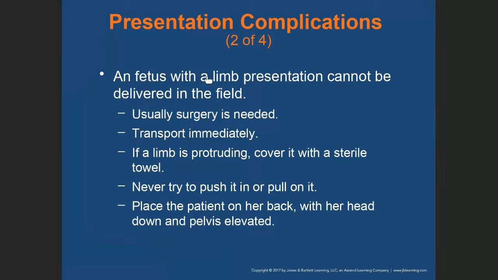A fetus with a limb presentation cannot be delivered in the field, so surgical interventions are necessary. Transport immediately. If a limb is protruding, cover it with a sterile towel. Never try to push it in or pull on it. Place the patient on her back with her head down and pelvis elevated.